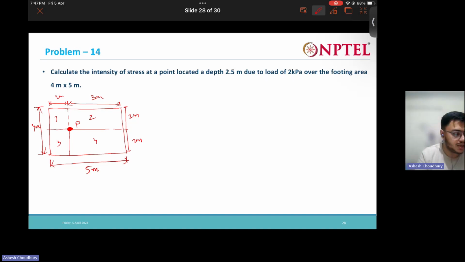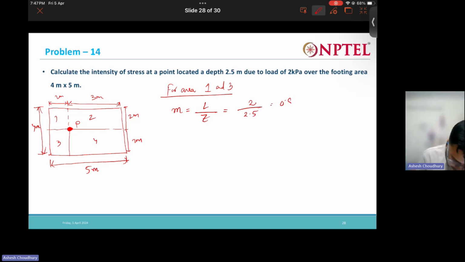Yeah. So let us do that. So now let us go for area 1 and 3. There is a term m. M is nothing but L by Z. So what is length? Length is 2. Z is the depth 2.5. Then N is B by Z. What is B? Width, again 2. Right?